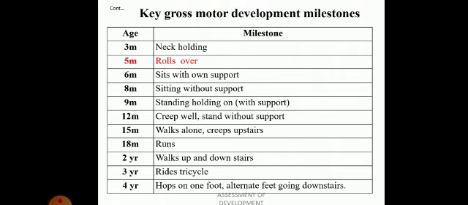Now at the age of 5 months the child will be rolling over. That is, the child goes from supine to prone lying and prone to supine lying. Initially it is observed that the child will very easily go from supine to prone, but from prone to supine it will be difficult, though it will also be learned very quickly.